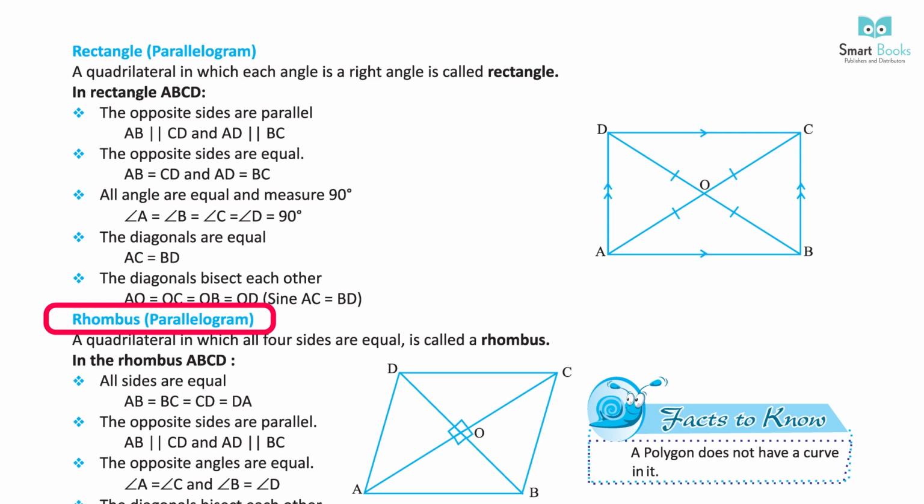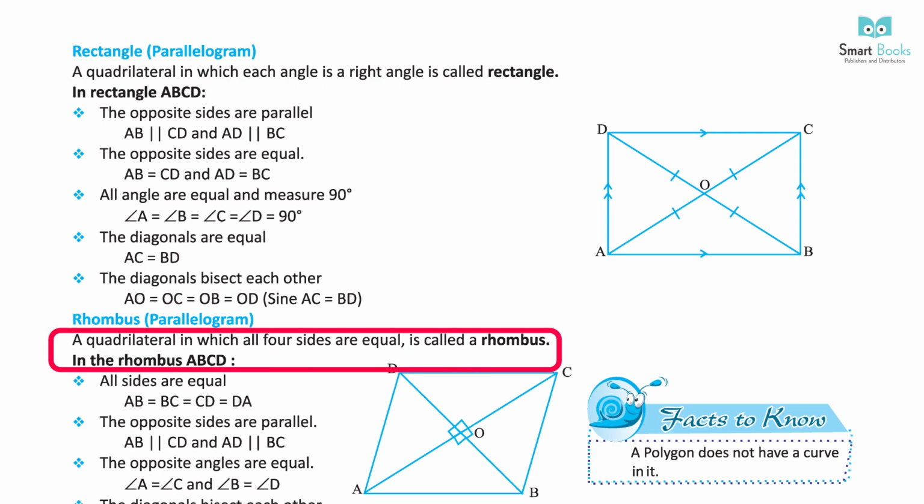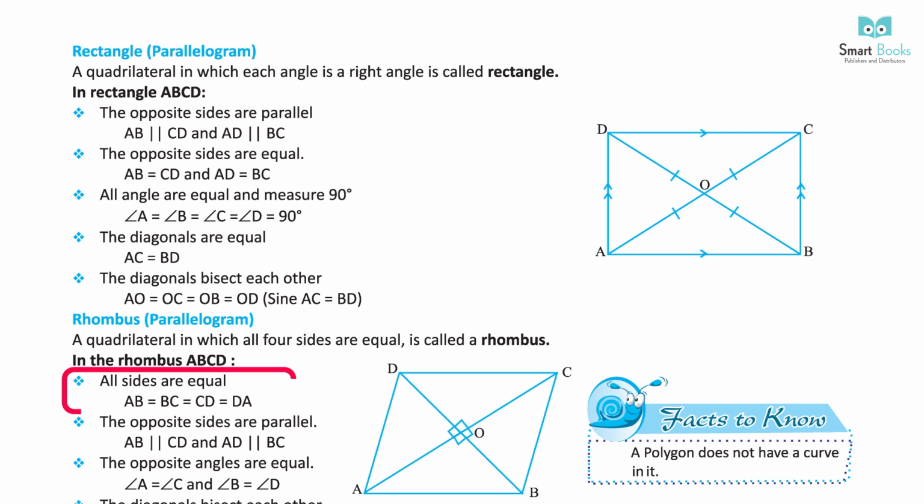Rhombus. A parallelogram in which all four sides are equal is called a rhombus. In the rhombus ABCD, all sides are equal. AB equals BC equals CD equals DA. The opposite sides are parallel. AB is parallel to CD and AD is parallel to BC. The opposite angles are equal. Angle A equals angle C and angle B equals angle D.